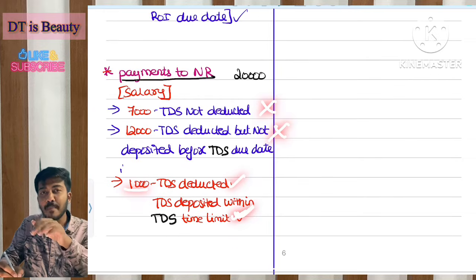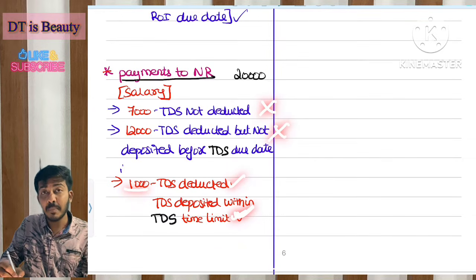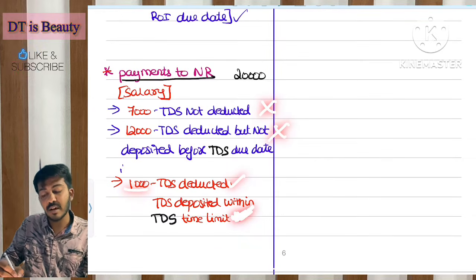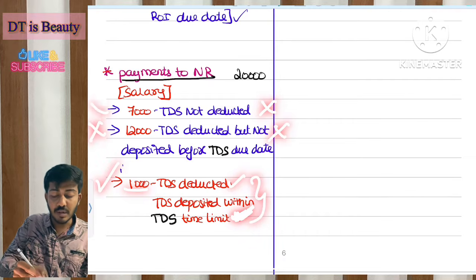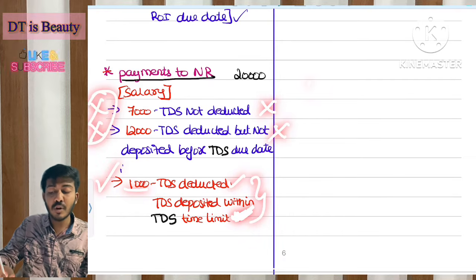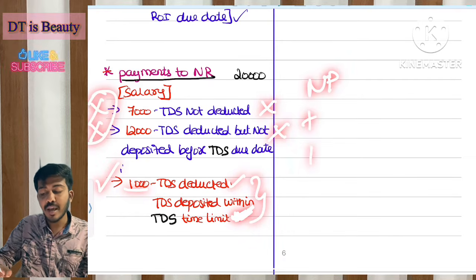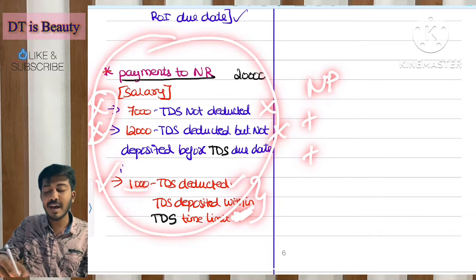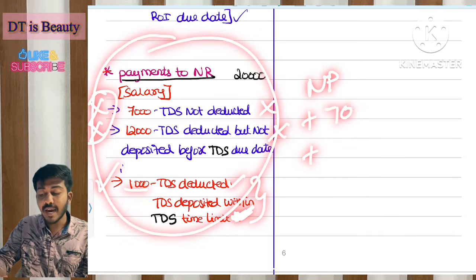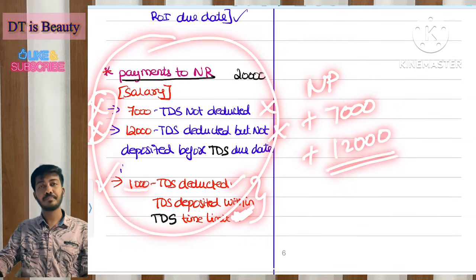Super, it is deposited within the 139(1) time limit, the TDS time limit. It is deposited, right? Therefore, this is a tick. This is wrong. If you mark it as wrong in the exam, what should you do? You should add back to the net profit because these are on the debit side of the P&L. Add back 7,000 and add back 12,000.